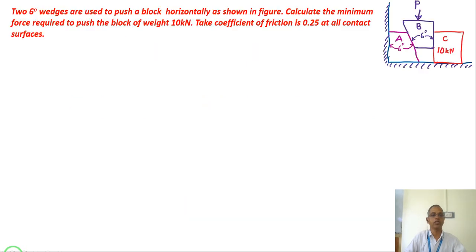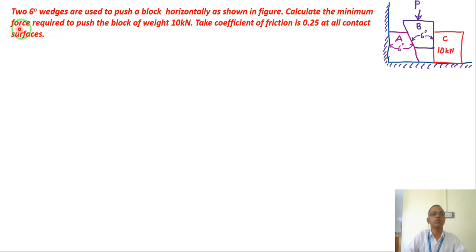So what we see, for example, is an example of a wedge problem. Two 6-degree wedges are used to push the block horizontally as shown in the figure. Here this is one wedge, this is the second wedge, right? Both are at a 6 degree angle and are used to push the block C horizontally in this direction.